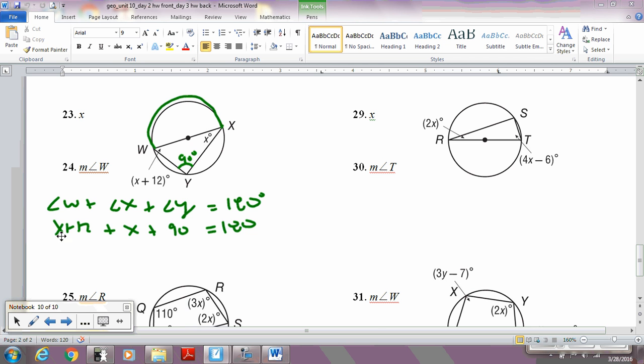So combine all of our like terms. We have 2x's, and then 12 plus 90 is 102. And now we need to subtract 102 from both sides, which would give us 2x is equal to 78. And divide by 2 on both sides, so x is equal to 39.